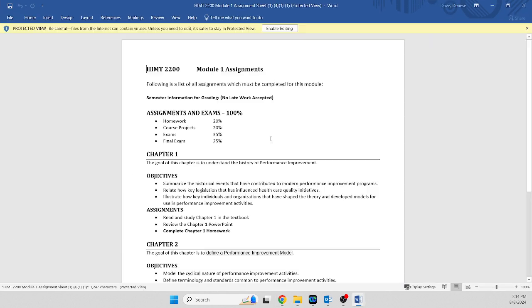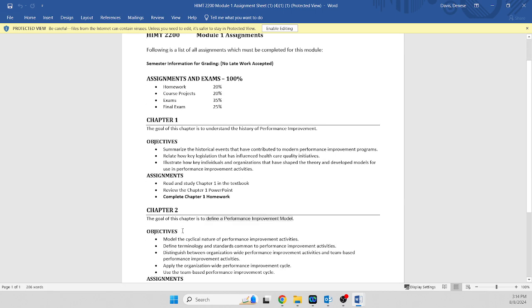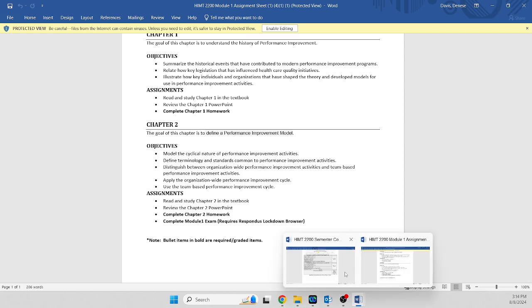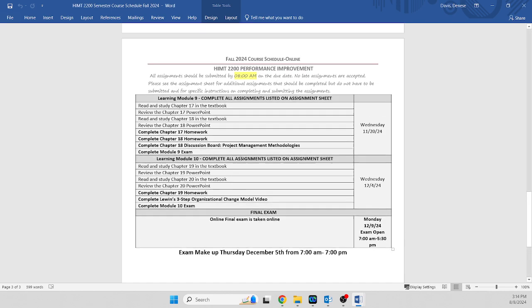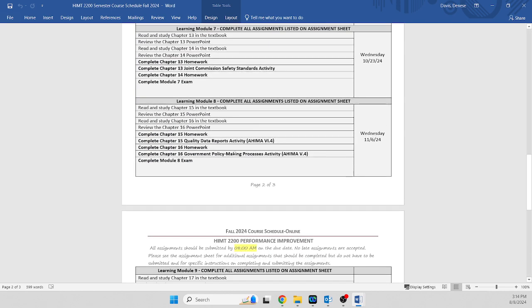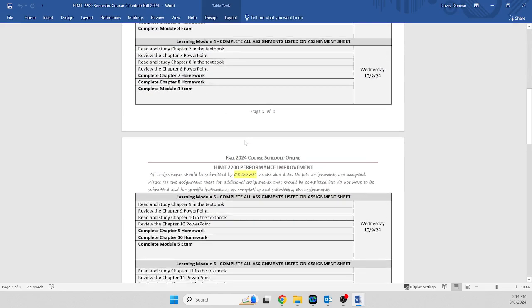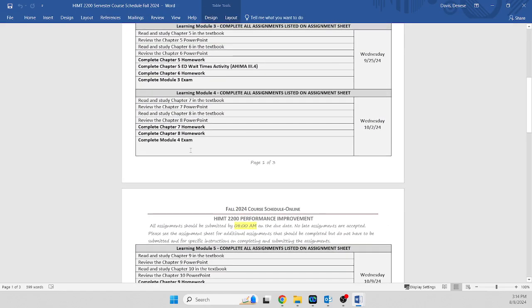And then you have your assignment sheet. In your assignment sheet, it goes back over the percentages. It tells you your objectives, and then what's in bold will explain to you what the homework is. Now, for some of the homework, it may be more than just homeworks and exams. It may also have some activities, which you can see in some of these homeworks where it says activity. And then for some, it's just a homework and an exam.